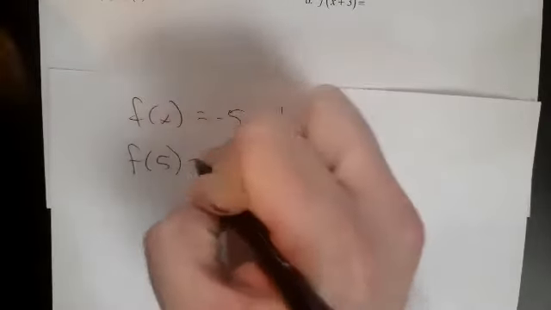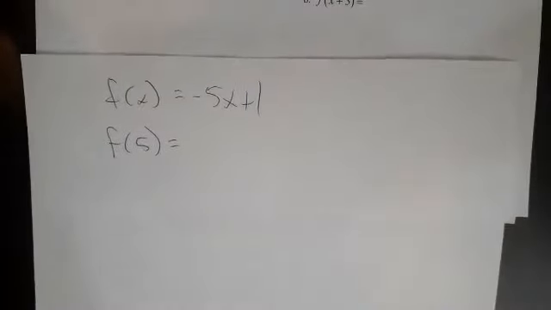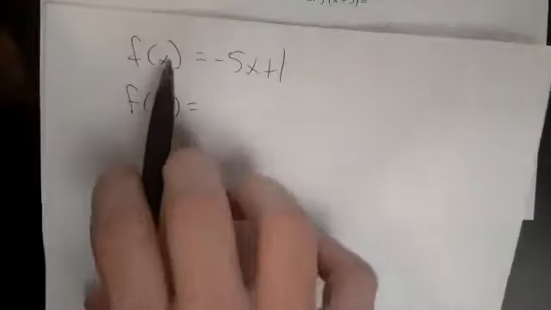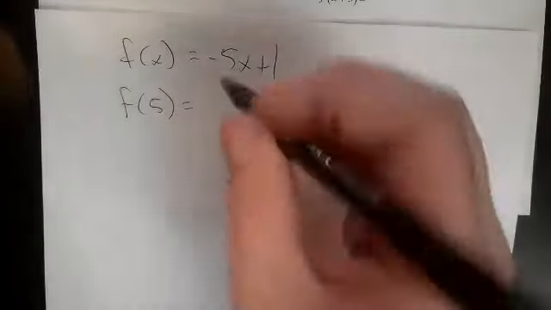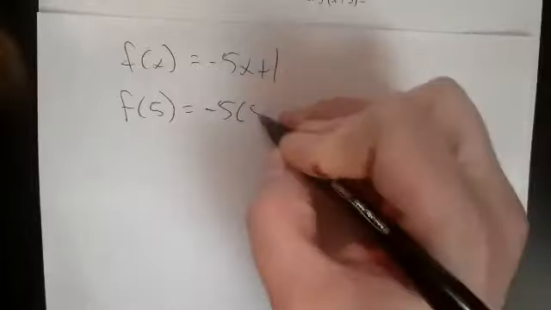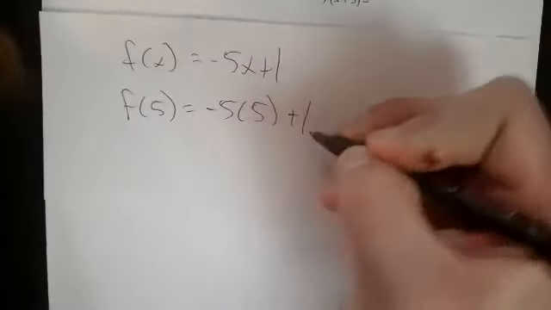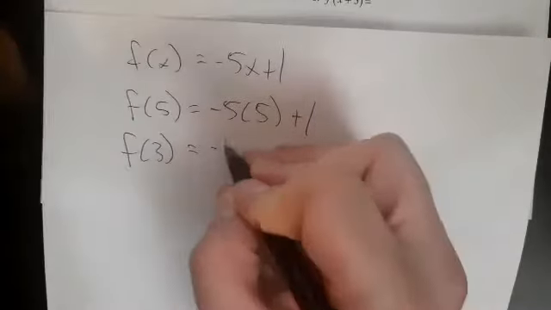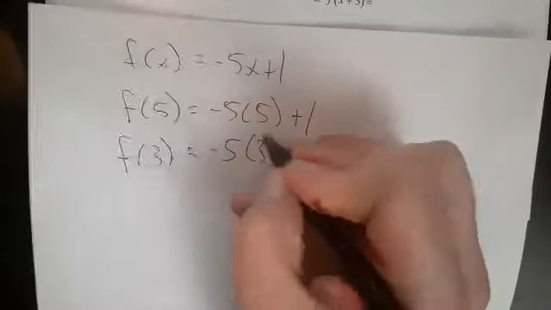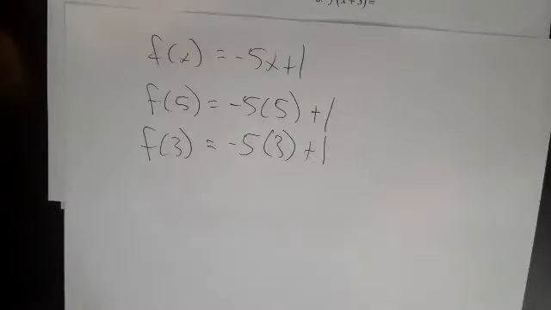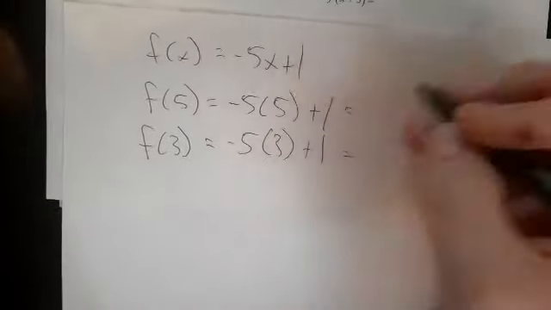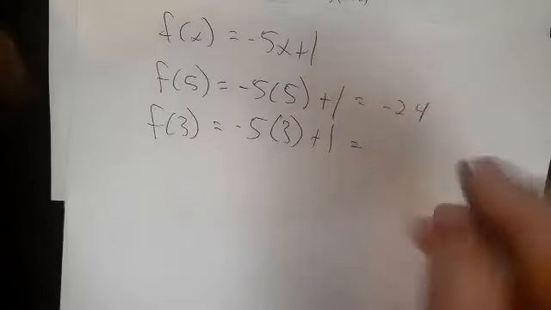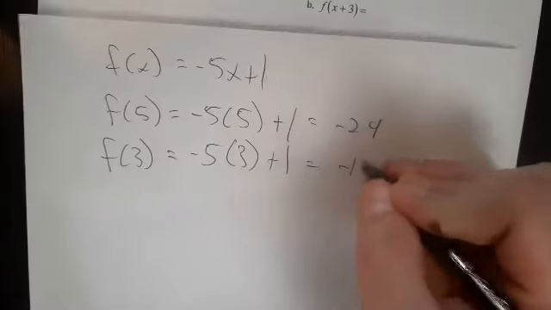So if you want to take f of 5, it's going to look like plugging in a 5 everywhere there's an x. So minus 5 times 5 plus 1. And if I want to do f of 3, that's taking the same function and plugging in a 3 everywhere there's an x. So we could do these separately. We could figure out their solution. This is minus 25 plus 1, I believe it's minus 24, and minus 15 plus 1 is minus 14.